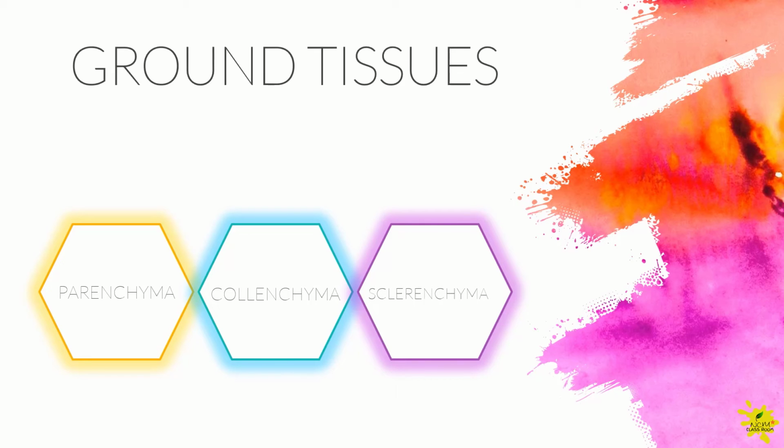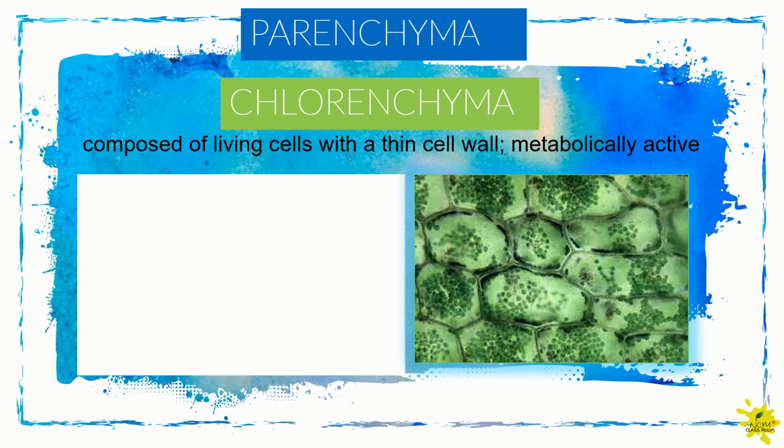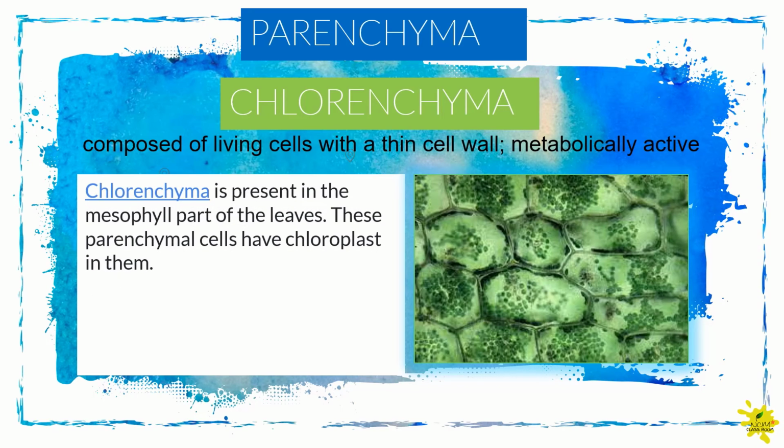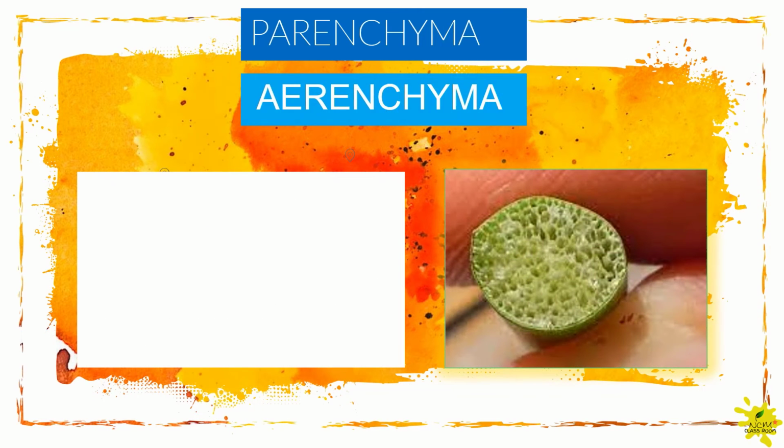Now the first is parenchyma. The chlorenchyma is another type. It is composed of living cells with a thin wall and metabolically active. Chlorenchyma is present in the mesophyll part of the leaves. These parenchyma cells have chloroplast in them, so they are green in color. These cells carry out the function of manufacturing the food by the process of photosynthesis.